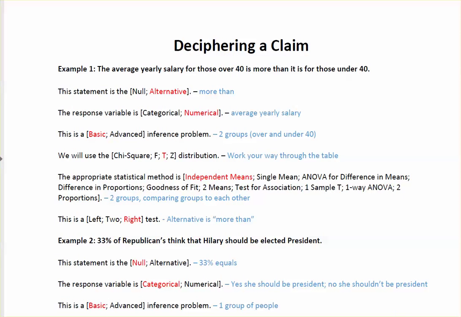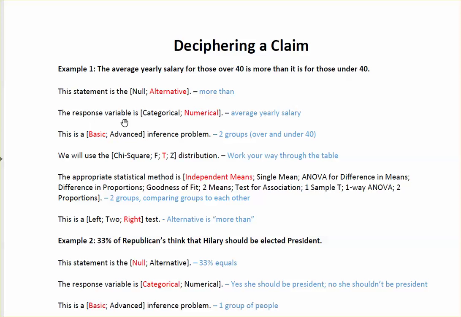So back over here, the average yearly salary for those over 40 is more than it is for those under 40. So is this statement the null or the alternative? The average yearly salary for those over 40 is more than. That "more than" is what lets us know that it is the alternative, because there's no equality here, it's a greater than.